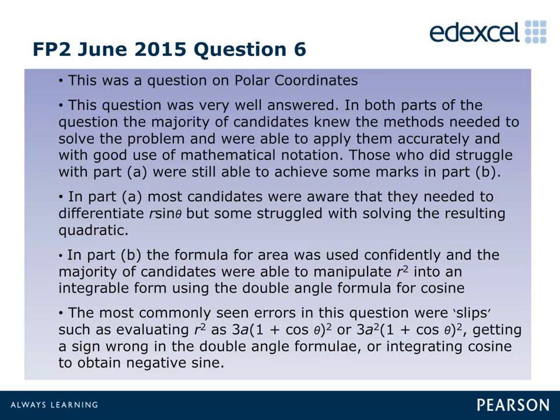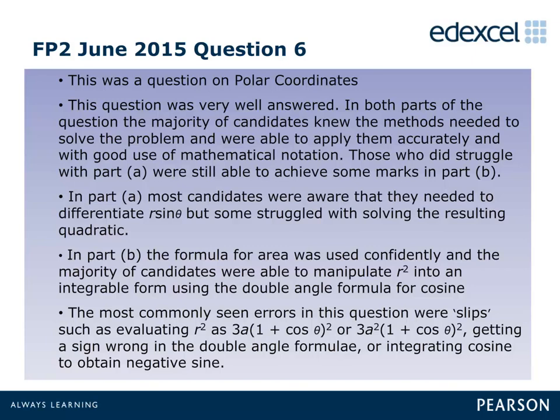In Part A, most candidates were aware that they needed to differentiate r sine theta, but some struggled with solving the resulting quadratic. In Part B, the formula for area was used confidently, and the majority of candidates were able to manipulate r squared into an integrable form using the double angle formula for cosine.